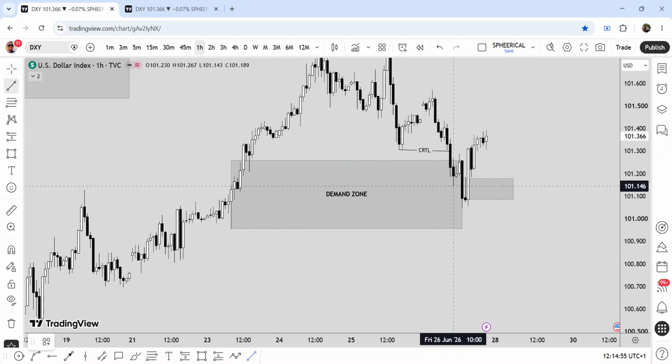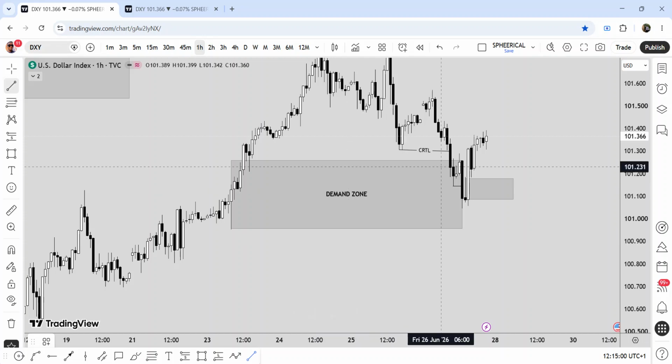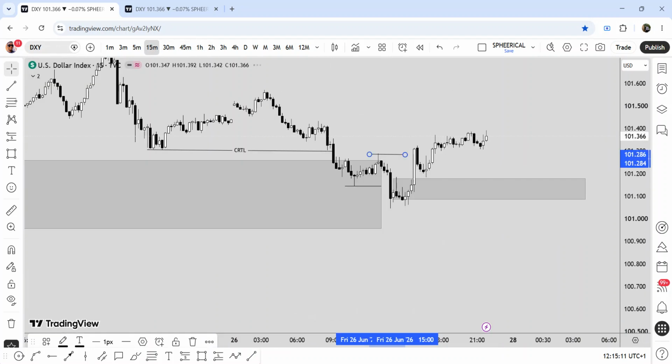This was the last break of structure, and we don't expect the market to close above this high, and the market eventually closed above that high. So this is actually a pure change of character in 1 hour. So let's go into 15 minutes time frame. It will be clearer than ever.